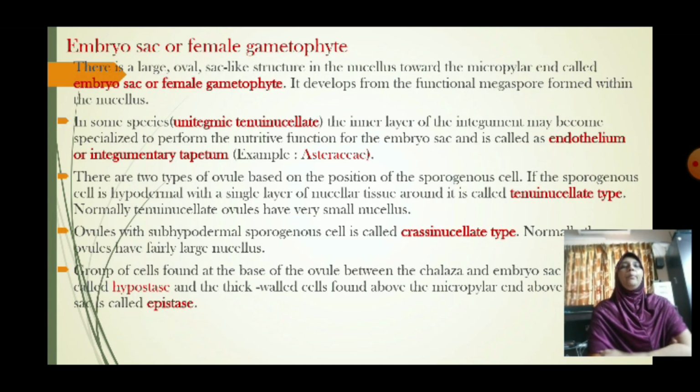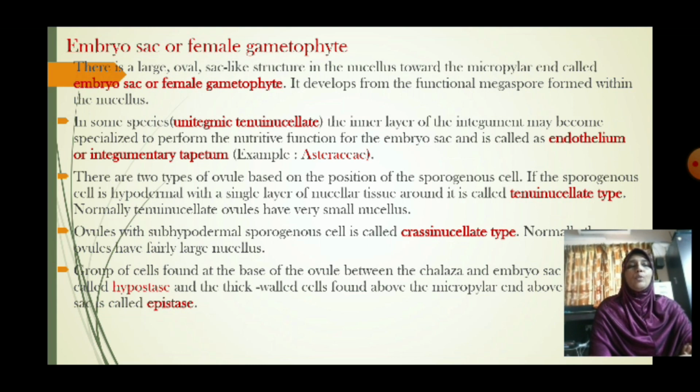The next one, the embryo sac or the female gametophyte. It is a large, oval, sac-like structure in the nucellus towards the micropylar end, called the embryo sac. It develops from the functional megaspore formed within the nucellus. In some species, the inner layer of the integument may become specialized to perform the nutritive function for the embryo sac, and we call it endothelium or integumentary tapetum. This example is found in Asteraceae.